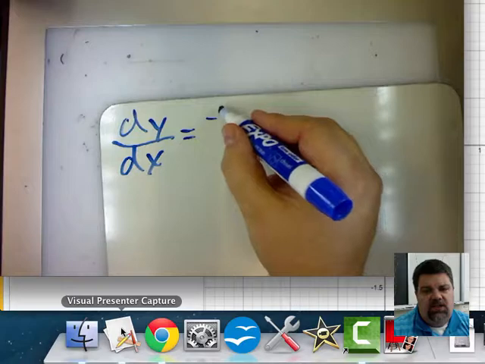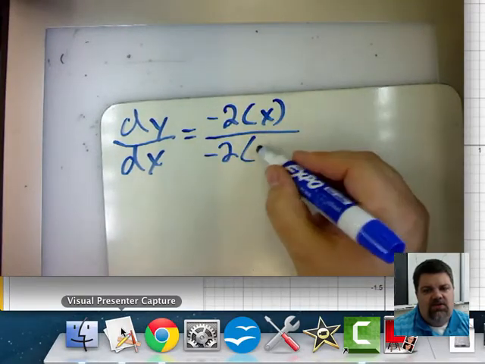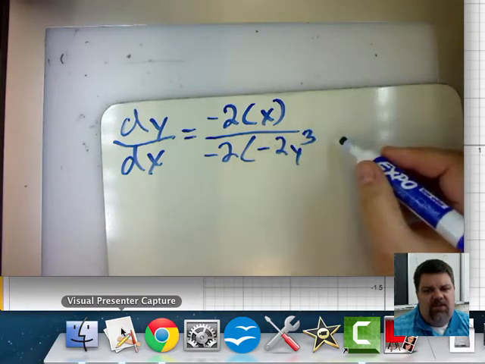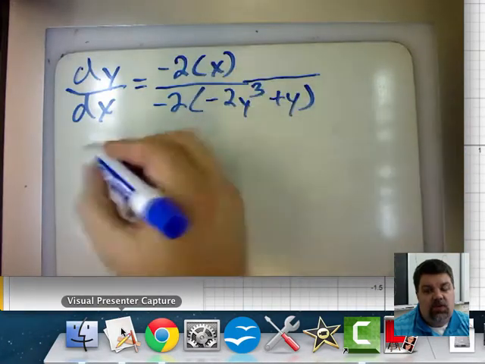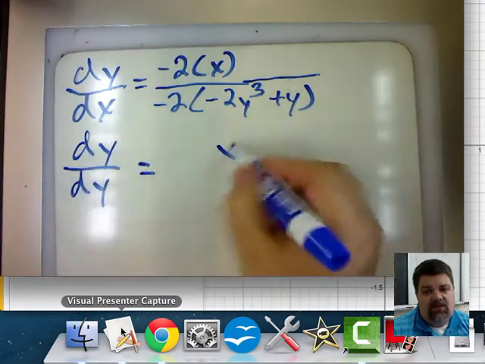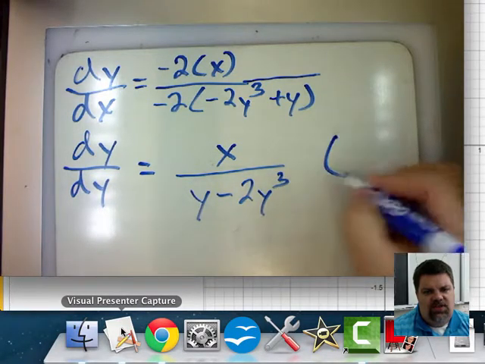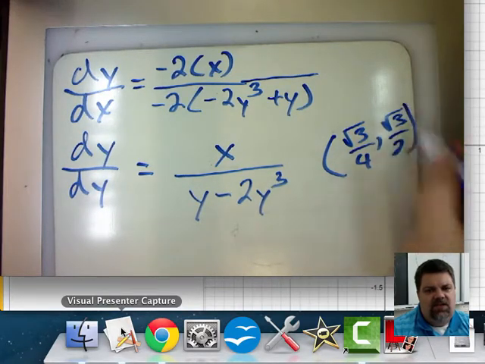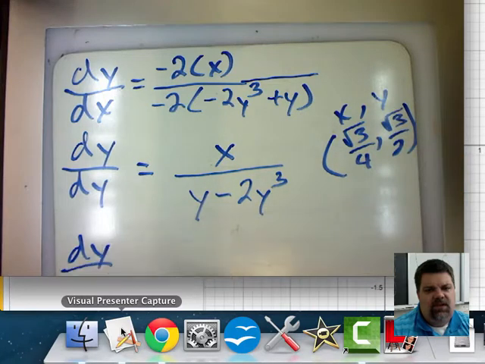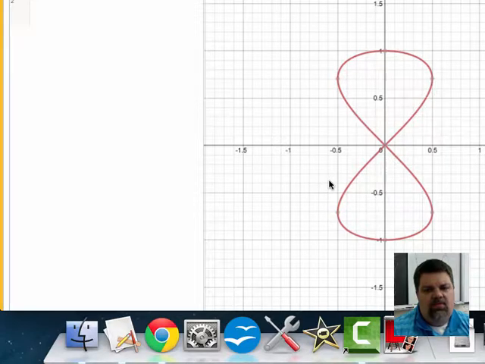dy/dx is equal to, if I factor out the 2, negative 2 over negative 2 times the quantity negative 2y cubed plus y. We're going kind of fast, but you can look at the solutions in the Google Drive. But anyways, by canceling out the 2 and negative 2, I've got a simpler dy/dx: x over y minus 2y cubed.